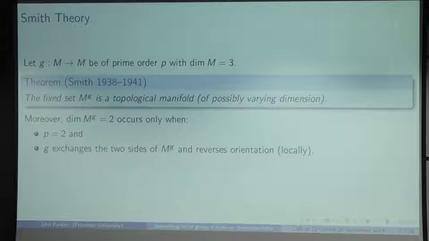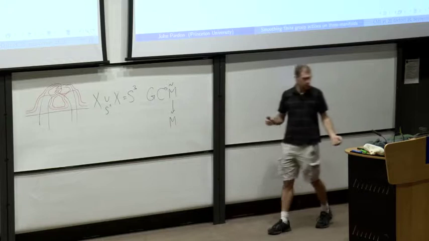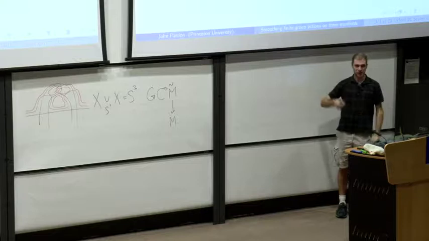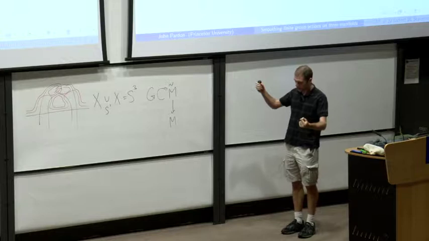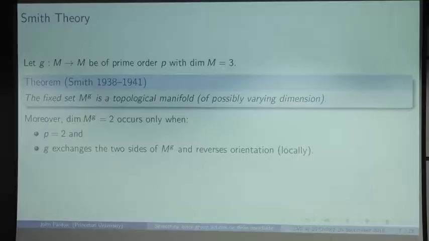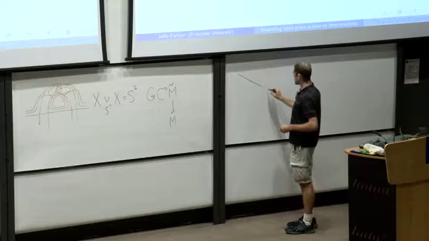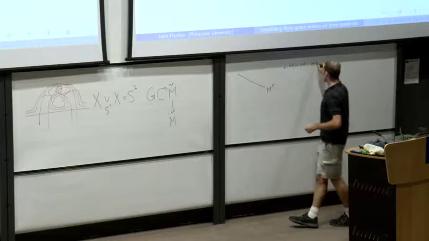So, why should you think this is true? Well, if you have a tamely embedded surface in a three-manifold, clearly it locally divides the space into two halves. This is still the case for a wild embedding also. So suppose this is the fixed set of your homeomorphism of order p.